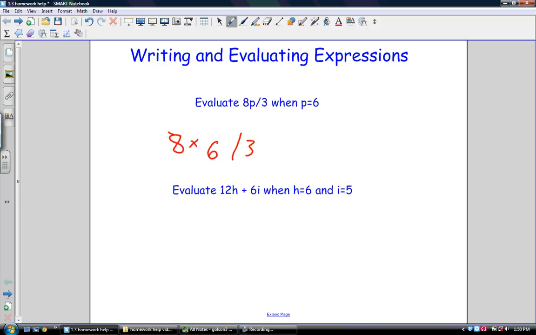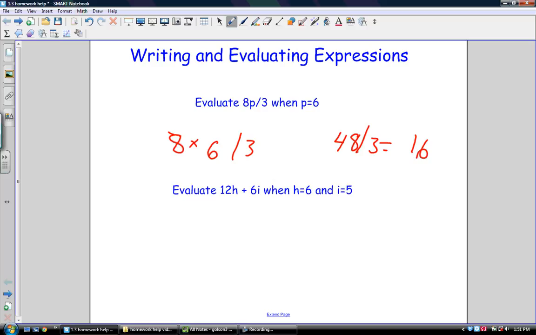And 8 times 6, of course, is 48. And then I'll divide that by 3. And 48 divided by 3 is 16. And that's my answer. That's all I've got to do. Just plug in the missing number for the variable and follow your order of operations. So again, down here, I have two variables now, but it gives them both to me.